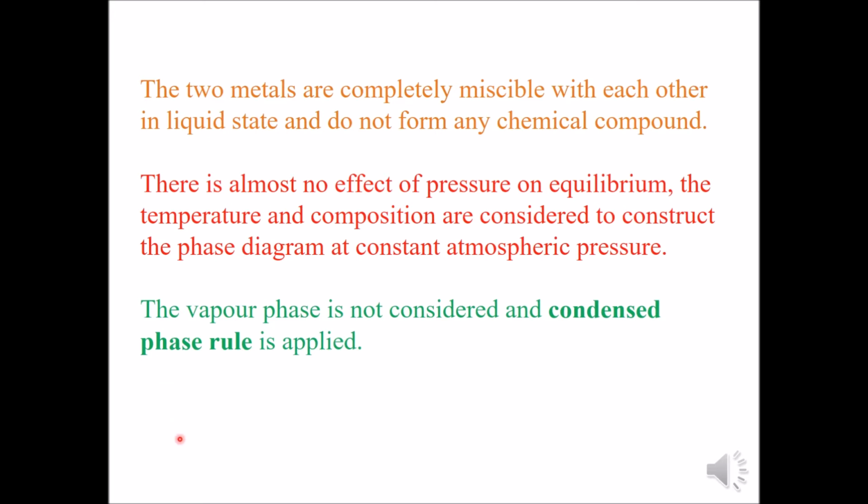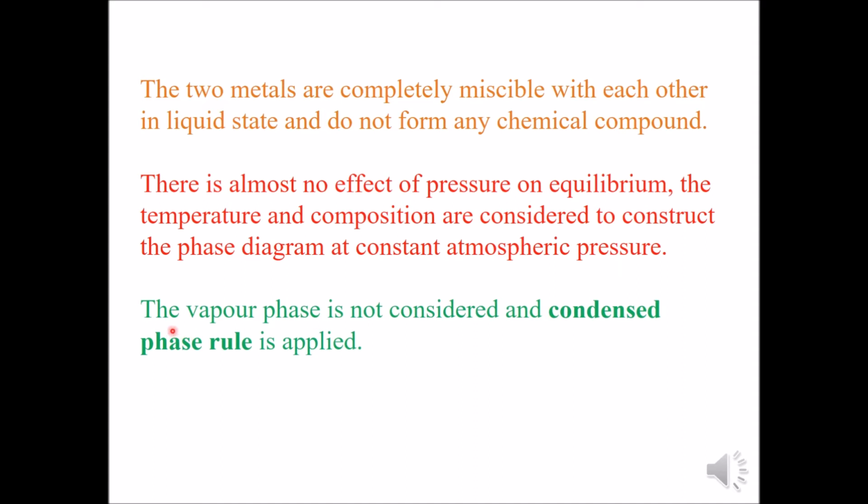So, when two metals are completely miscible with each other in liquid state and do not form any chemical compound, then that kind of mixture is called eutectic mixture. And in this phase diagram that we have seen, there is no effect of pressure on equilibrium. The temperature and composition are considered to construct a phase diagram at constant atmospheric pressure.